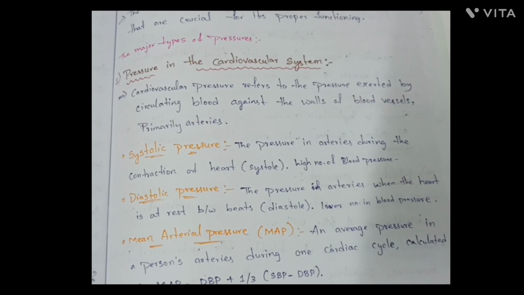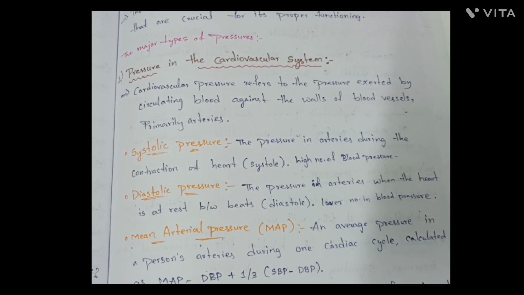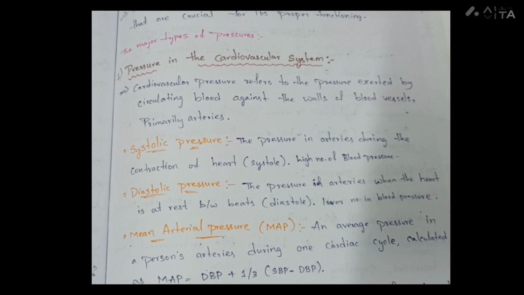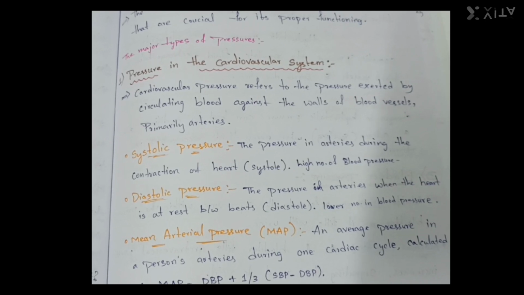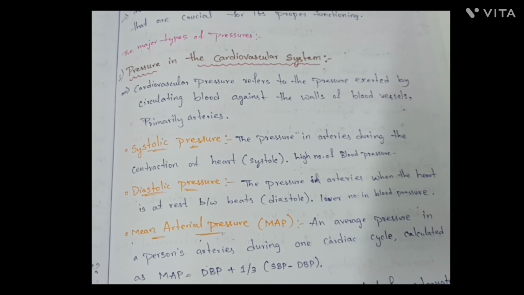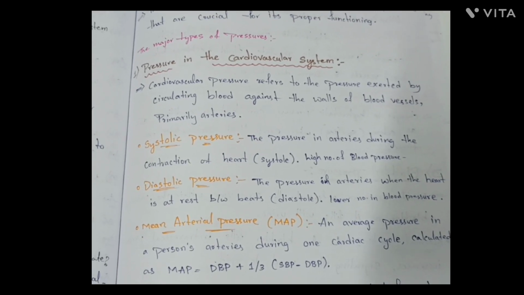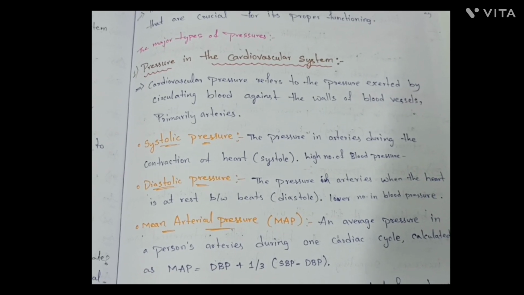The systolic pressure, the pressure in arteries during the contraction of the heart, is the higher number in blood pressure. The diastolic pressure, the pressure in arteries when the heart is at rest between beats, is the lower number in blood pressure. Mean arterial pressure is an average pressure in a person's arteries during one cardiac cycle.